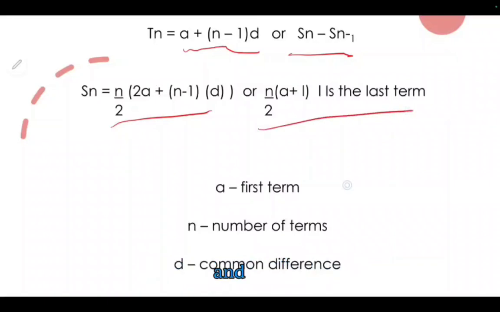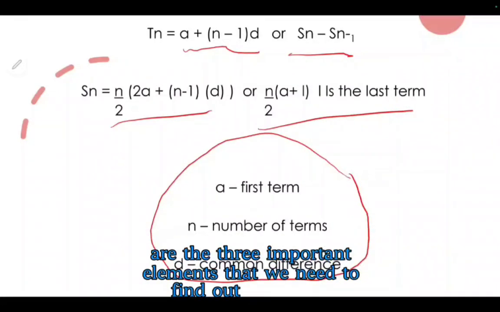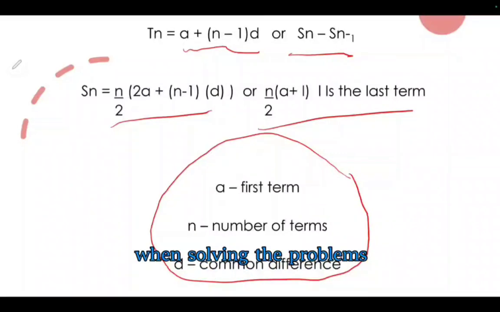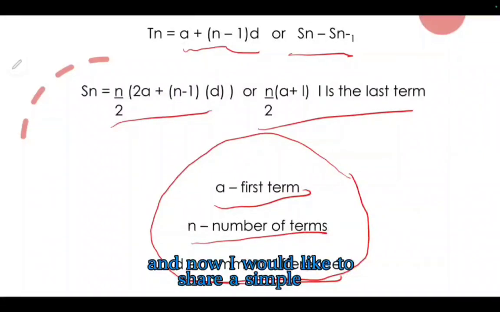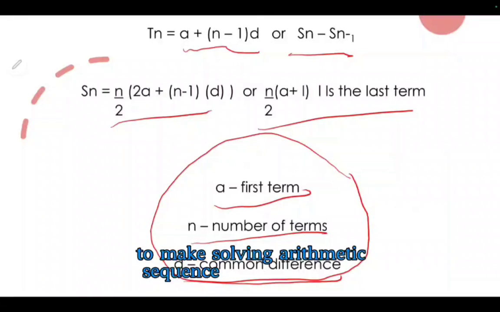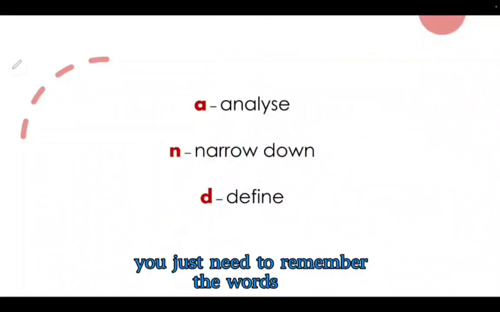And these are the three important elements that we need to find out and define when solving the problems involving arithmetic sequence. A refers to the first term, n refers to the number of terms, and d refers to the common difference. And now I would like to share a simple tip to make solving arithmetic sequence problems much easier. You just need to remember the word AND.